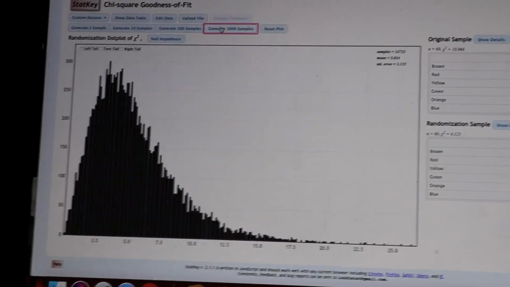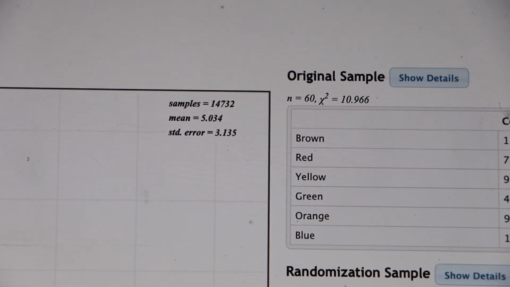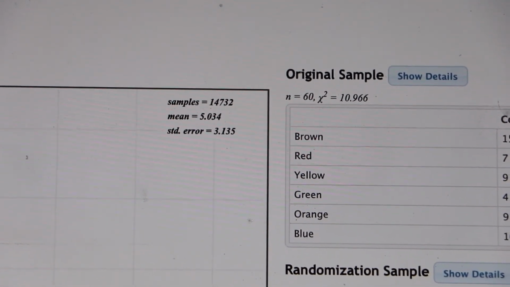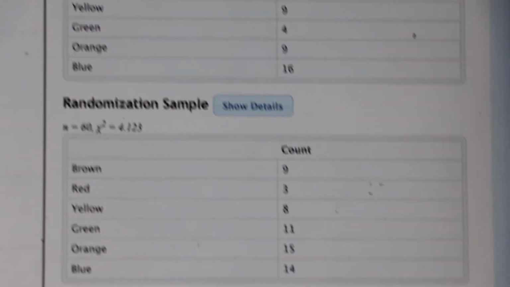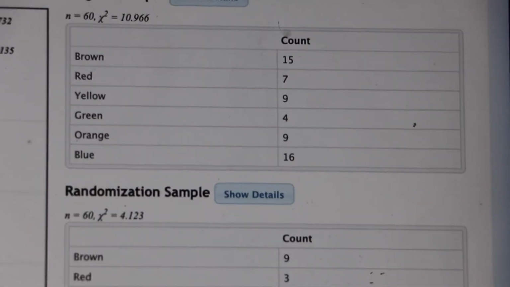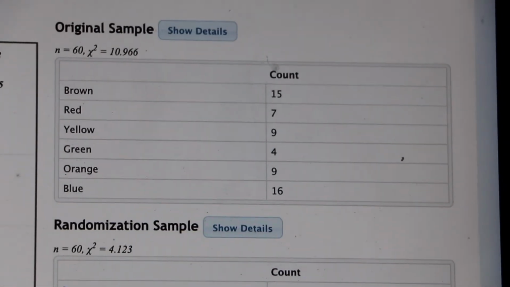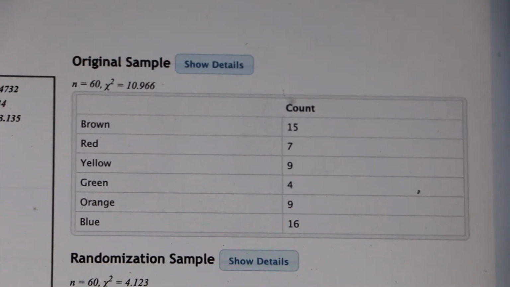Super cool. So now, look, we've done about 14,000 samples of M&M candies. So this was the observation. This is what we observed. This is what I actually did. And this is what happens in the long run.